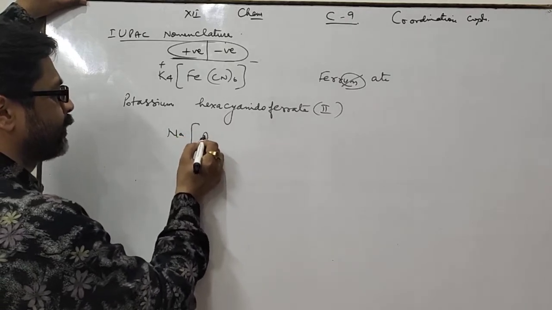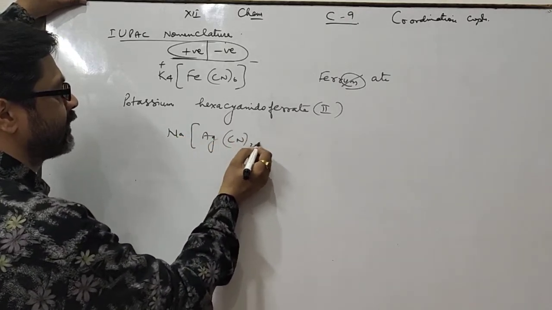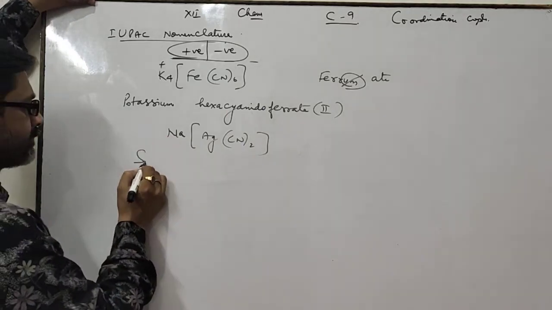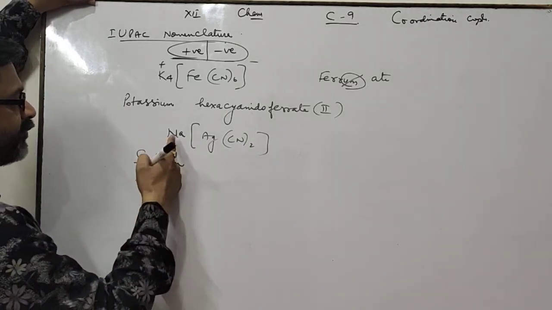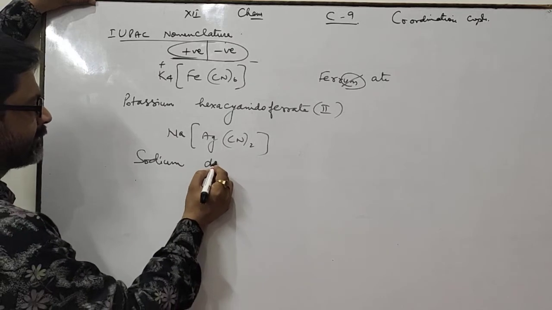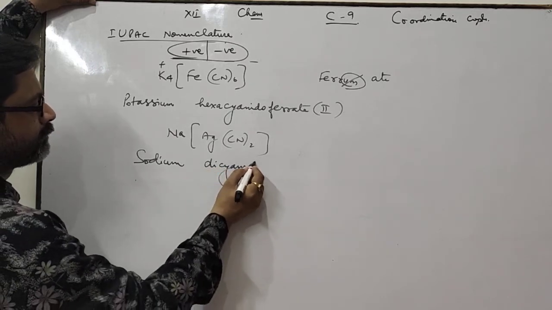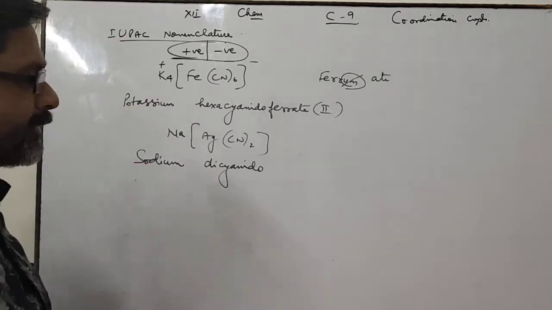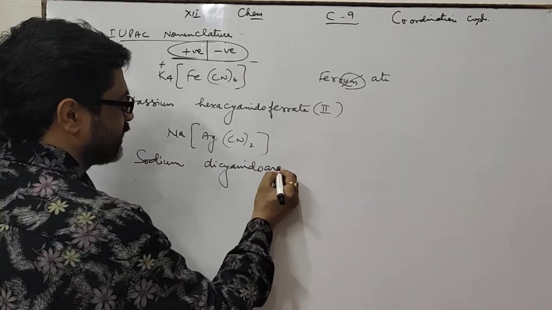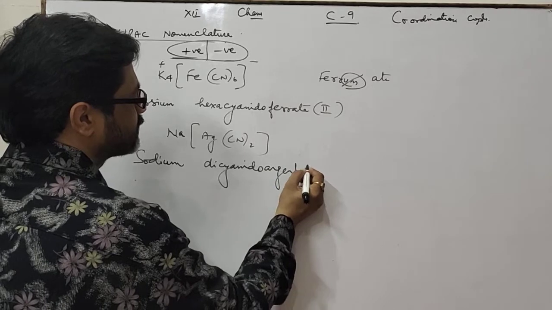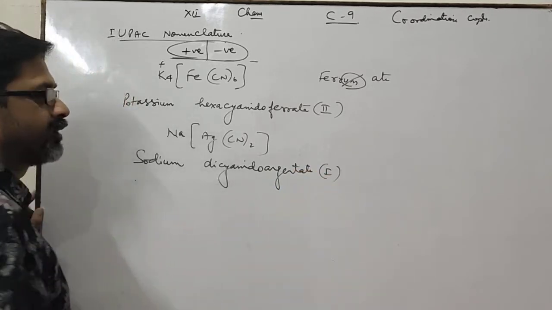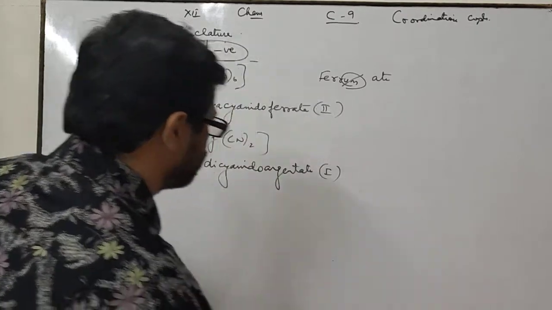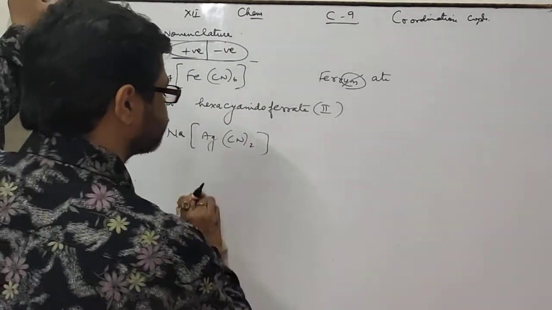Take one more example, Na[Ag(CN)2]. What will be the name of this compound? Here the name will be sodium for Na, dicyanido. The Latin name of silver is argentum, hence the name becomes argentate. Argentate, and then the oxidation number is I. In this way we can write the IUPAC name of these compounds.